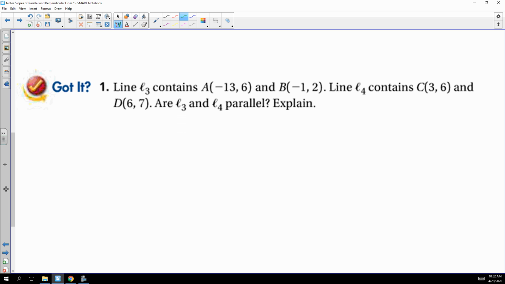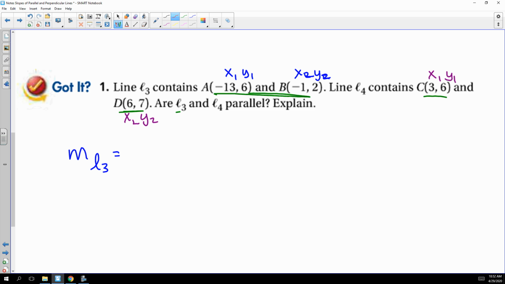We've got line 3 containing the points A and B, and we've got line 4 containing the points C and D, and we want to know if these lines are parallel. For each of these, for A, this is going to be x1, y1, and then x2, y2. And for line 4, we're going to call this x1, y1, and x sub 2, y sub 2. So we're going to first find the slope of line 3. We're going to calculate that algebraically.